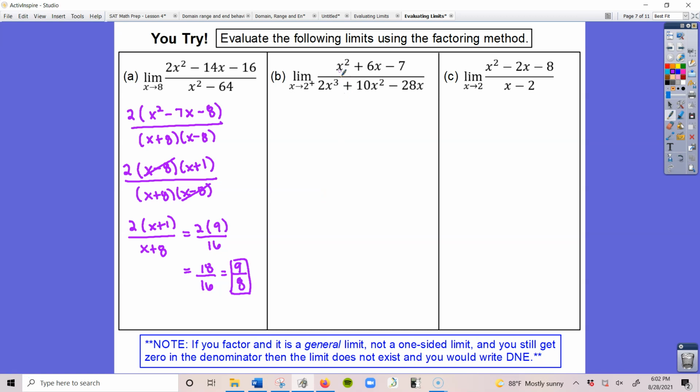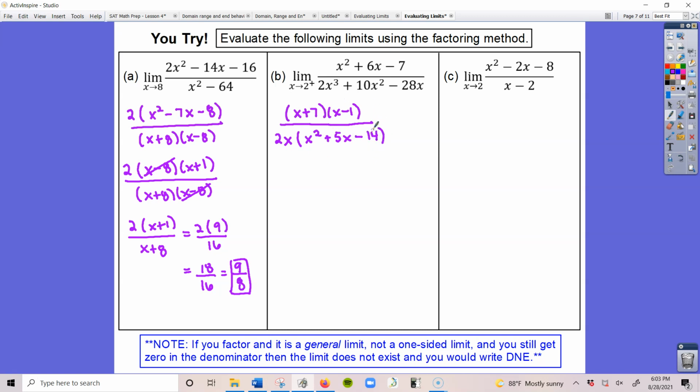Let's look at this one here. Now, we're going to go ahead and factor. The numerator, x squared plus 6x minus 7, can be factored as x plus 7, x minus 1. Now in the denominator, I notice that everything is divisible by 2x, since they all have at least a 2x in common. So I'm going to factor that out first. And I would get x squared plus 5x minus 14.